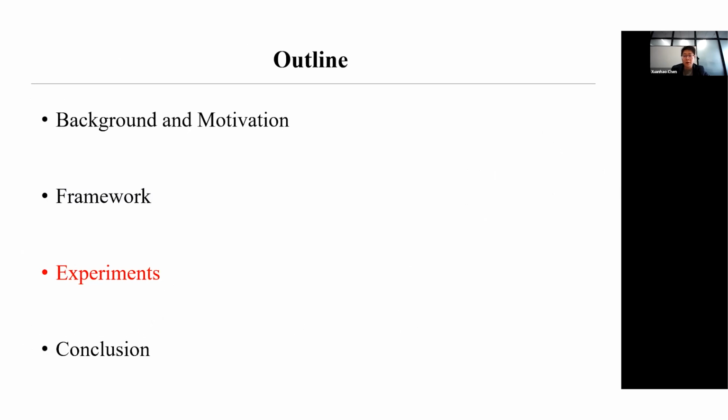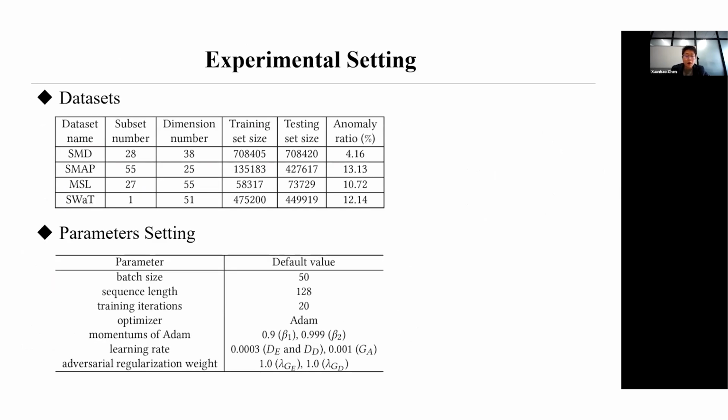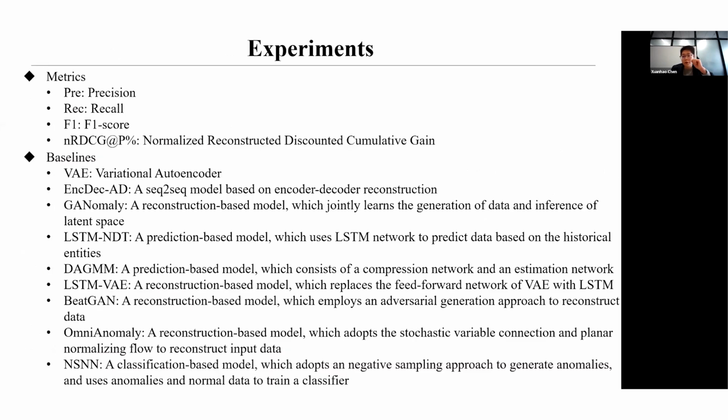Next, we show the experimental results. We conduct experiments on 4 real time series datasets. We use 4 metrics to measure the performance of all algorithms. The performance is evaluated in 4 aspects: effectiveness, model variance, threshold selection, and anomaly interpretation.